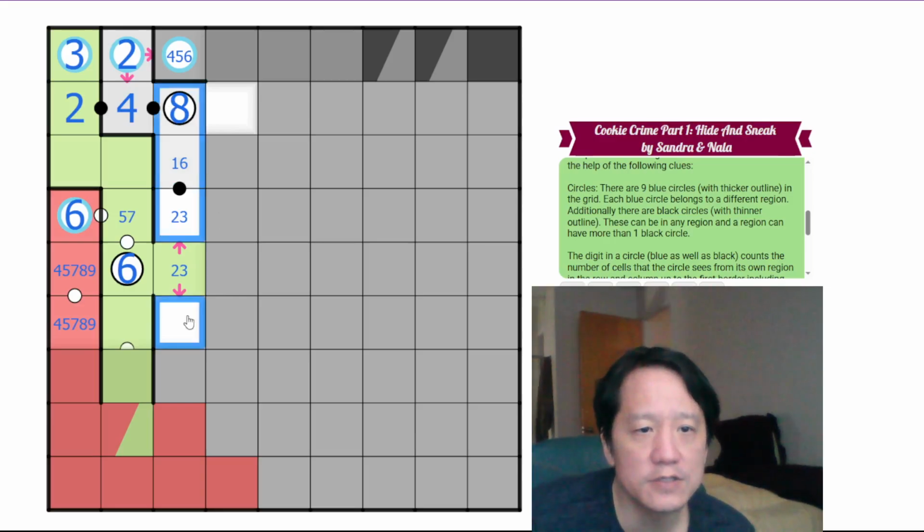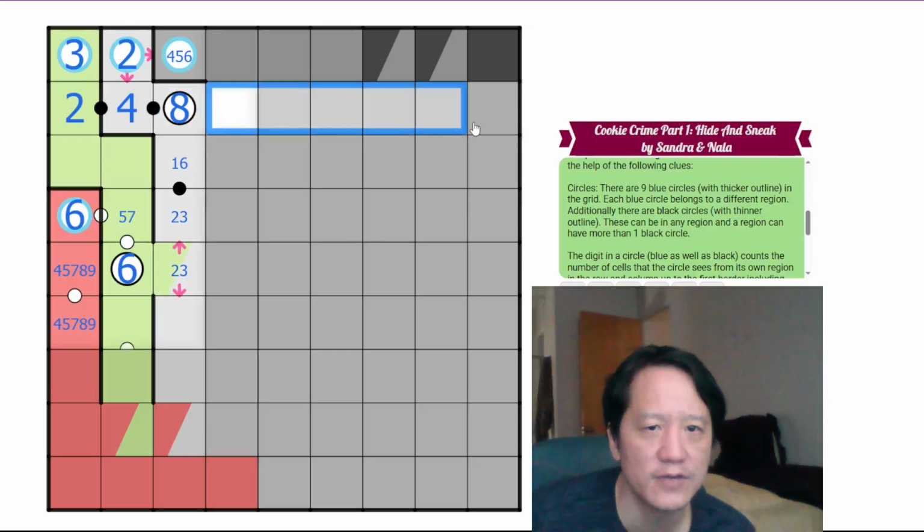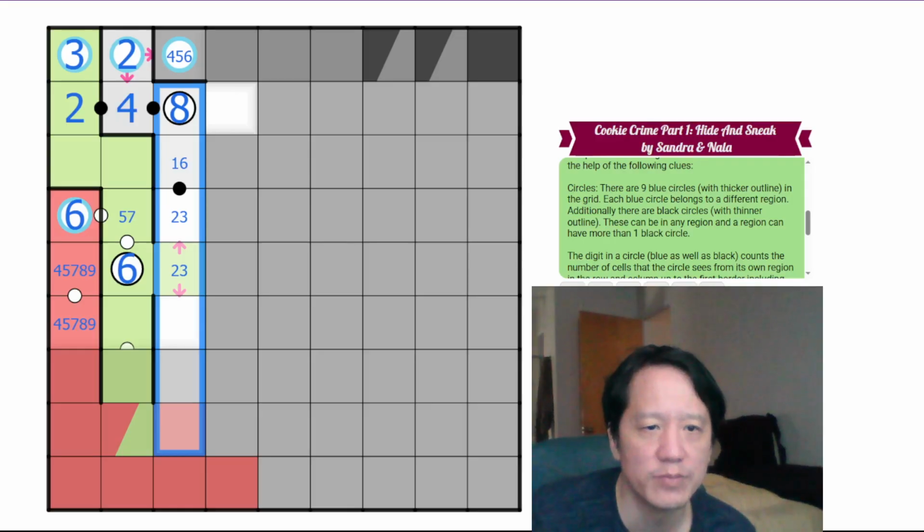This sees 8. It could be... This sees 1, 2, 3, 4, 5, 6, 7. It could see all of those. So light could see all of those. This can't see 7 this way. That's going to be problematic.